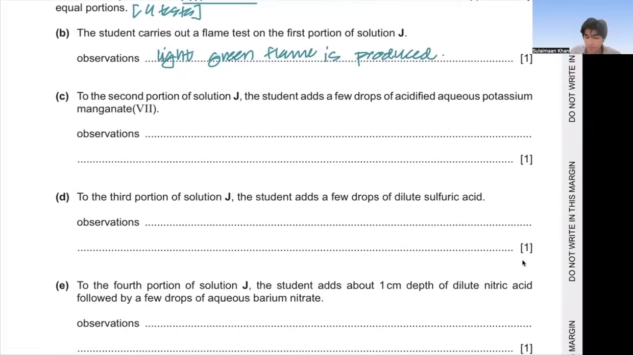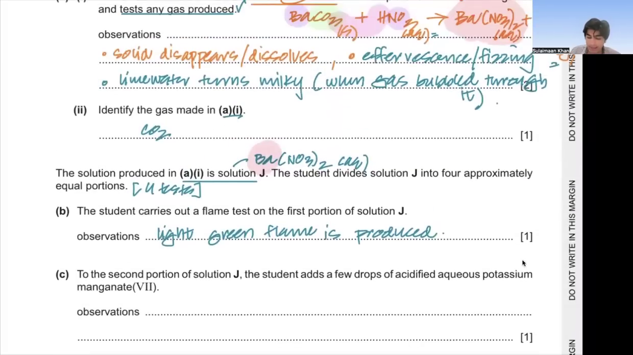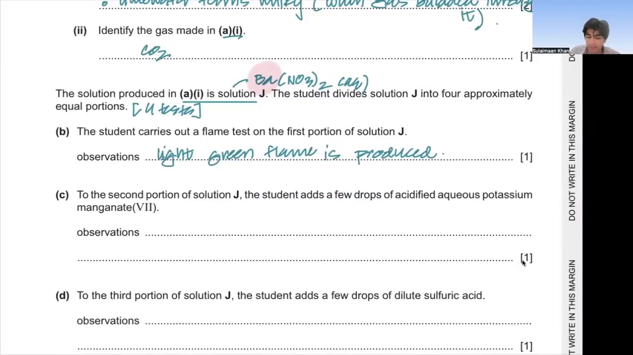To the second portion of solution J, the student adds a few drops of aqueous potassium manganate. Right now, realize that if he's adding aqueous potassium manganate, what should happen? This is a test for the sulfite ion. So only if the sulfite ion is present will the aqueous potassium manganate go from purple to colorless. But realize कि उसने जब aqueous potassium manganate डाला, it is not going to go from purple to colorless, it's just going to become light purple because there's no sulfite ion present.